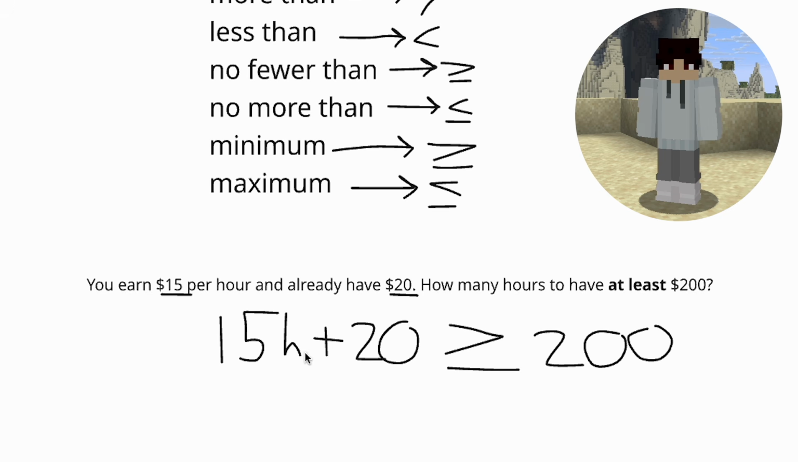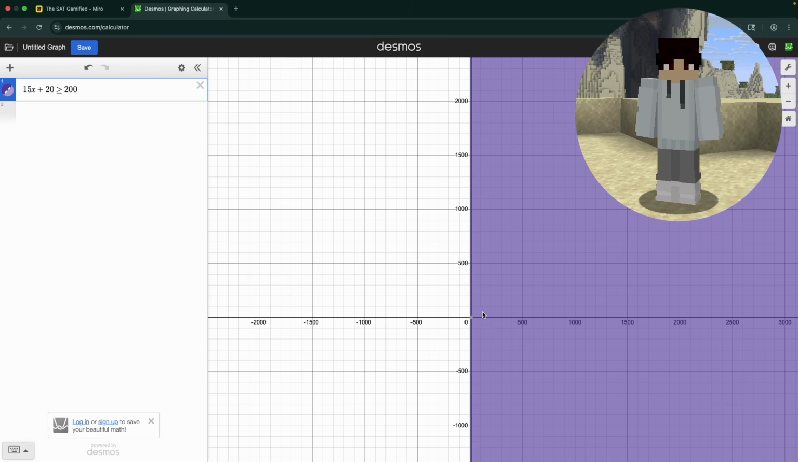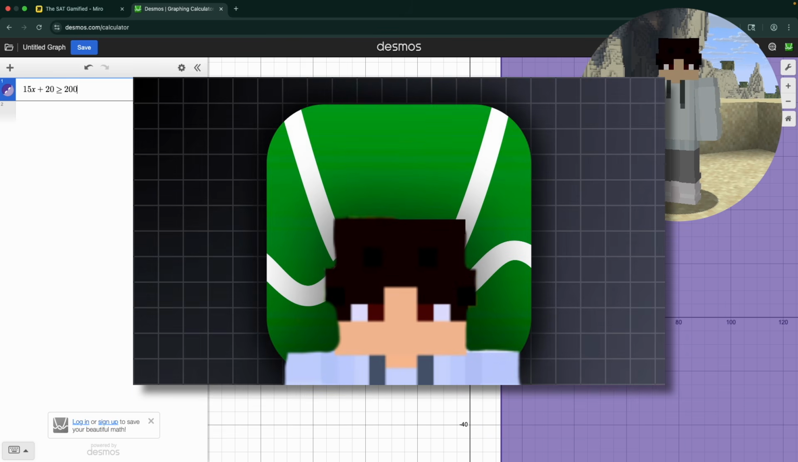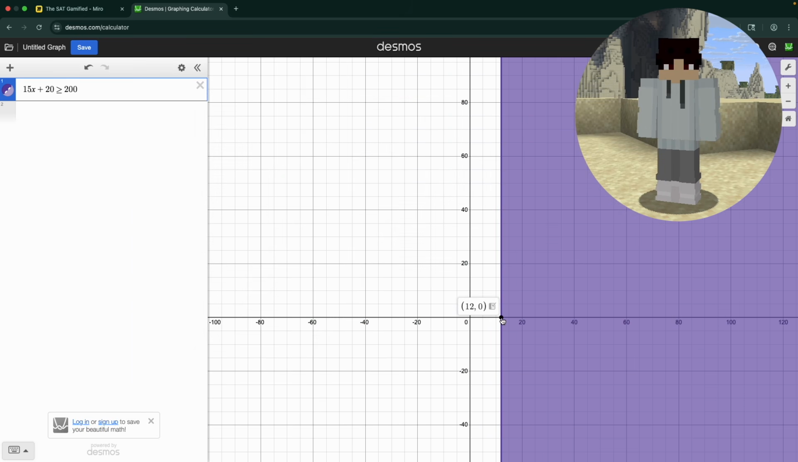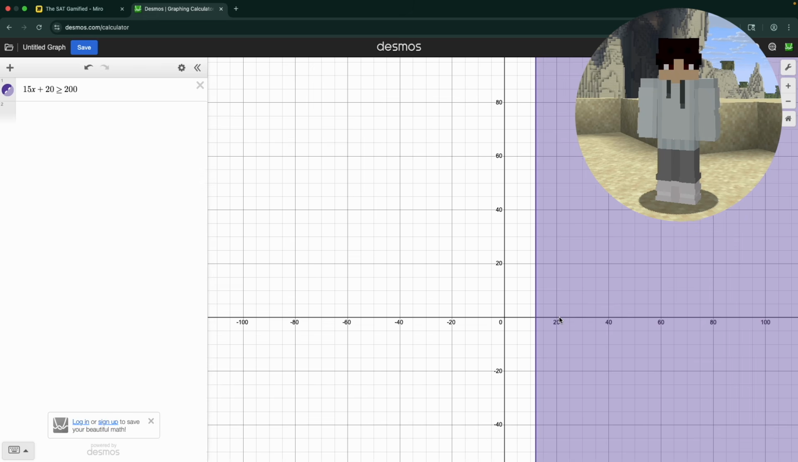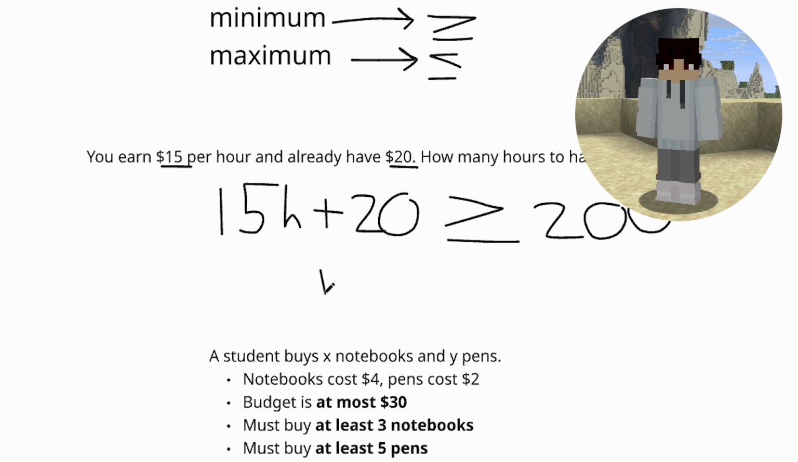So what does this H value have to be to make it at least equal to or greater than? If we put it into Desmos, you'll see that the entire thing is shaded. I explain more as for why this is in my Desmos video again, but all you really need to know is that, okay, it has to be at least 12 hours in order to get to this 200 number. And anything above 12 also would be counted. So 12 would be the answer.